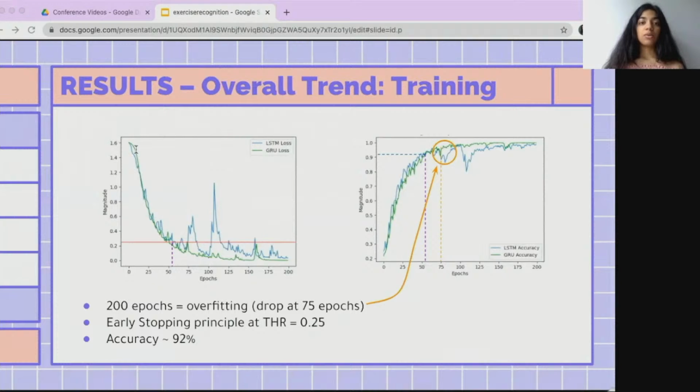From training, we observed that the general trend was overfitting for 200 epochs. There was a drop in accuracy for the LSTM at about 75 epochs, which is the orange ring shown on the right. Therefore, early stopping was applied at a loss threshold of 0.25, which is the line drawn on the left. Taking the average intersections of these two curves against the loss threshold, we see that at about 52 epochs, there is a corresponding accuracy of about 92%. This was in the range of what we were expecting from our statement of research intent.